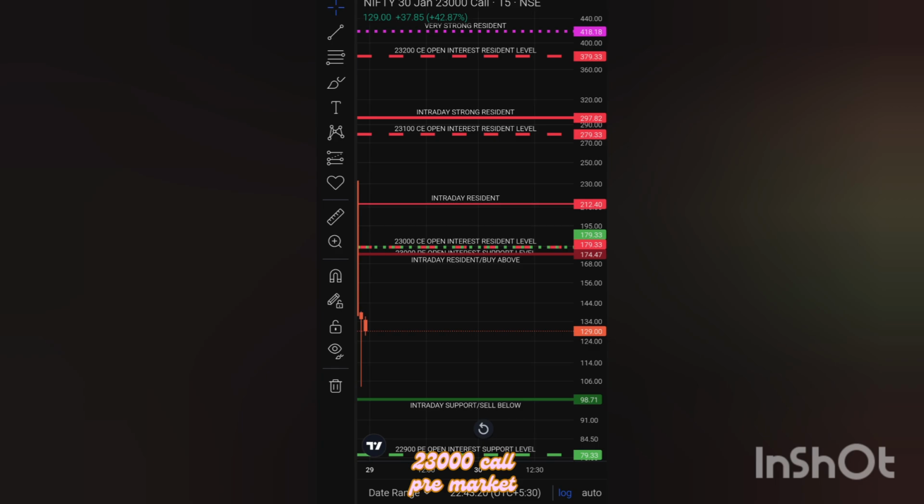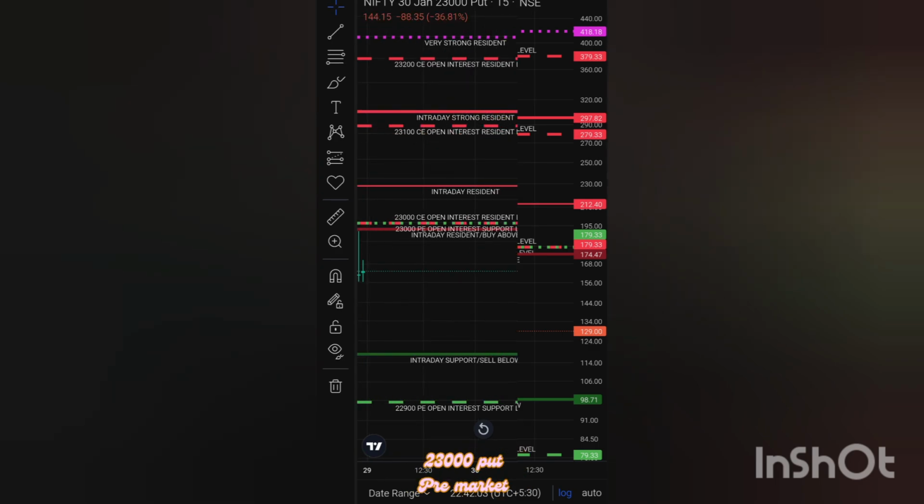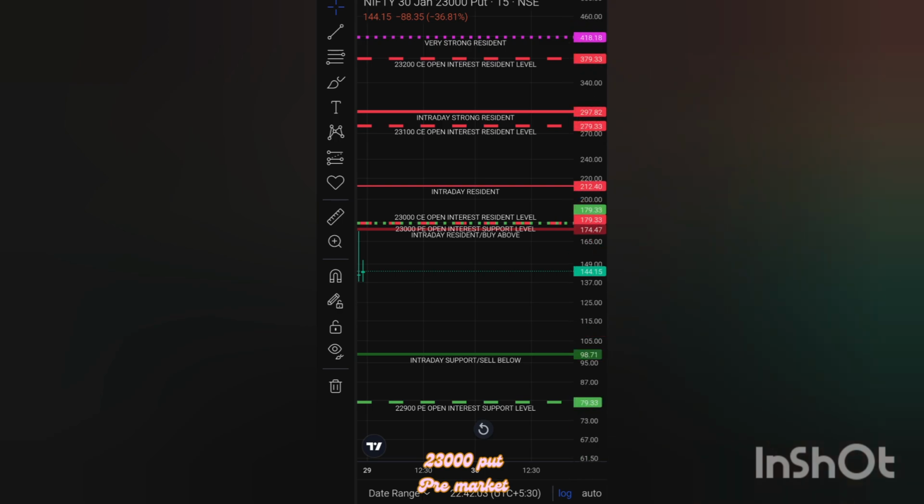Let's break down the key levels you see on this chart. Very strong resistance, purple line, if the price reaches this level, expect a strong rejection or a breakout rally. Intraday resistance, red lines, these levels act as short-term barriers for price movement. Open interest resistance levels, these are the zones where big players like FIIs and institutions place their positions. Price action around these levels is critical.